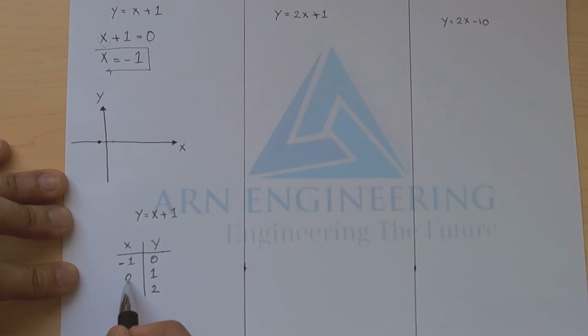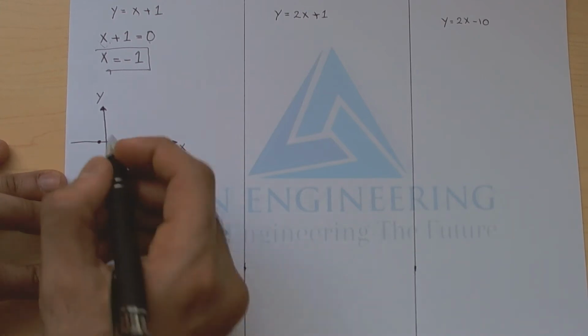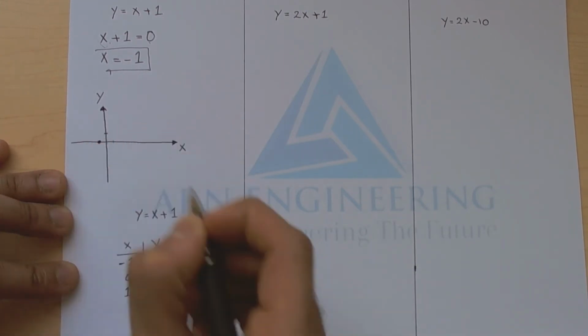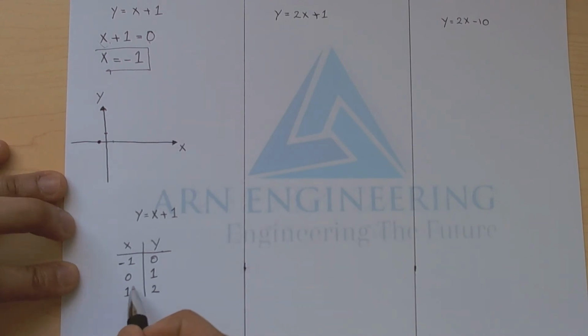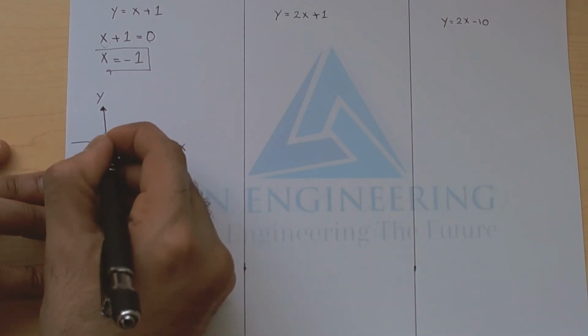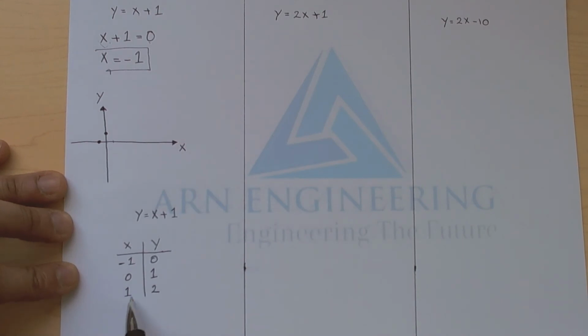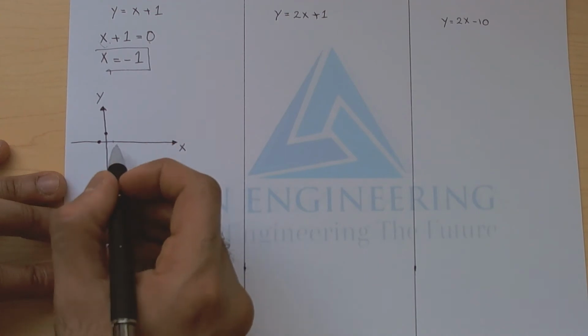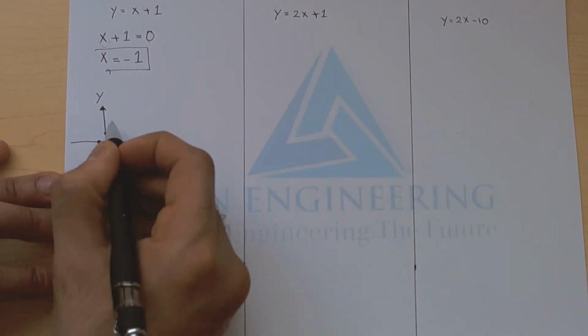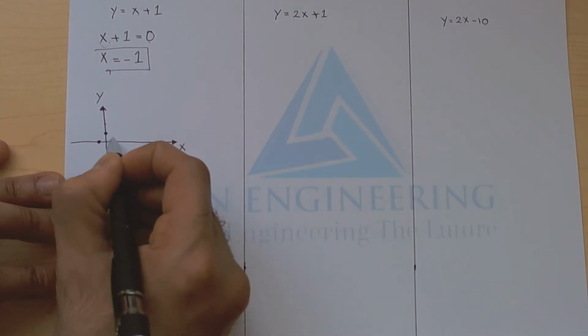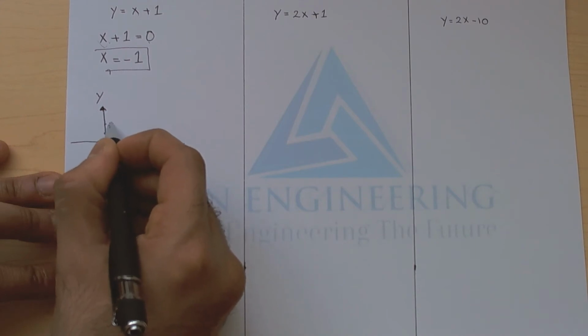When x is 0, y is 1. So that's our second point. And when x is 1, y is 2. So that's our third point.